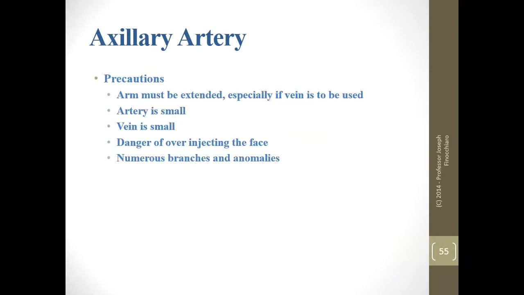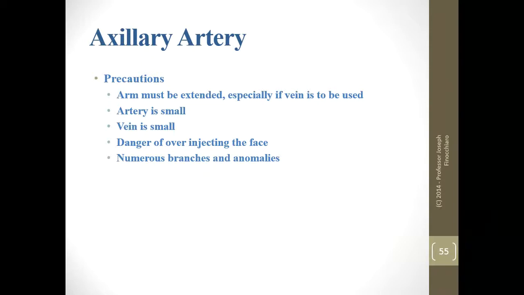Precautions. Arm must be extended, especially if the vein is to be used. So what I typically have to do if I'm working by myself is I'll drop the arm over the side. I will then stand with my hip up against the arm to kind of keep it abducted from the body, make my incision, away I go.